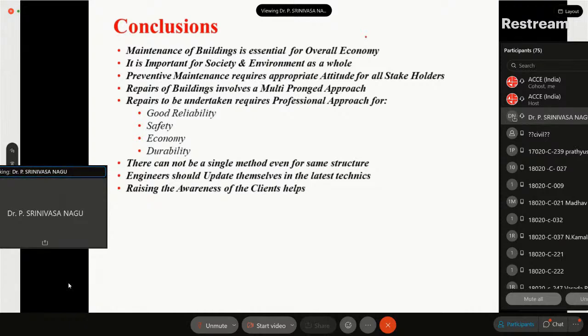So now it is open for discussion. Therefore engineers should update themselves in the latest techniques. And in this context, the Association of Consulting Civil Engineers India, Kakinada chapter is doing a wonderful job. I don't know how many participants got it. The number of awards received, they have grabbed the majority of the awards given all over India.